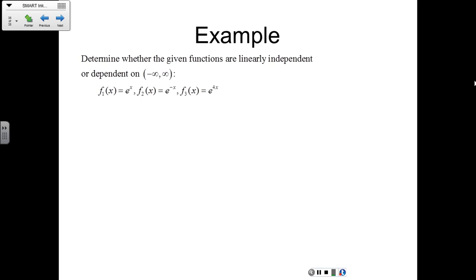Hallelujah. E to the x, e to the minus x, and e to the 4x. We want to determine if those are linearly independent of each other or linearly dependent. The reason I'm doing this in the first place, when you're solving a higher order equation, all of your solutions should be a combination of all linearly independent functions. Okay? Every time. Before it will work. So let's see what this one turns out to be. E to the x, e to the minus x, e to the 4x.